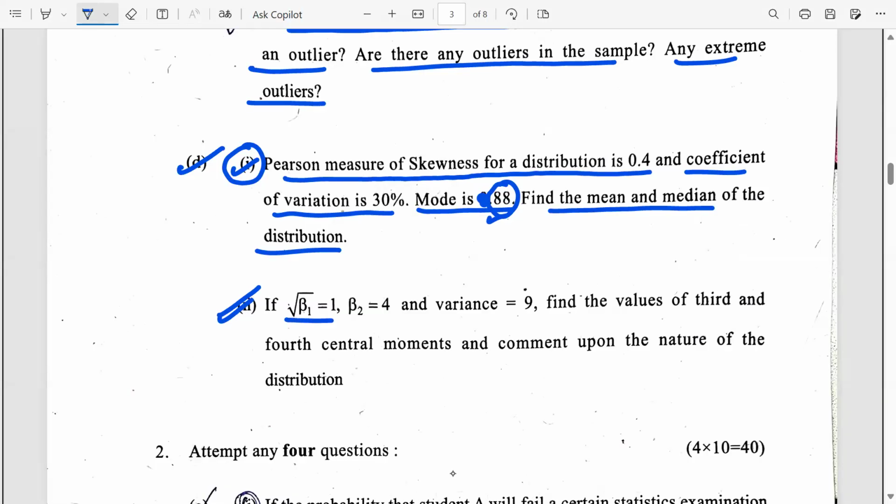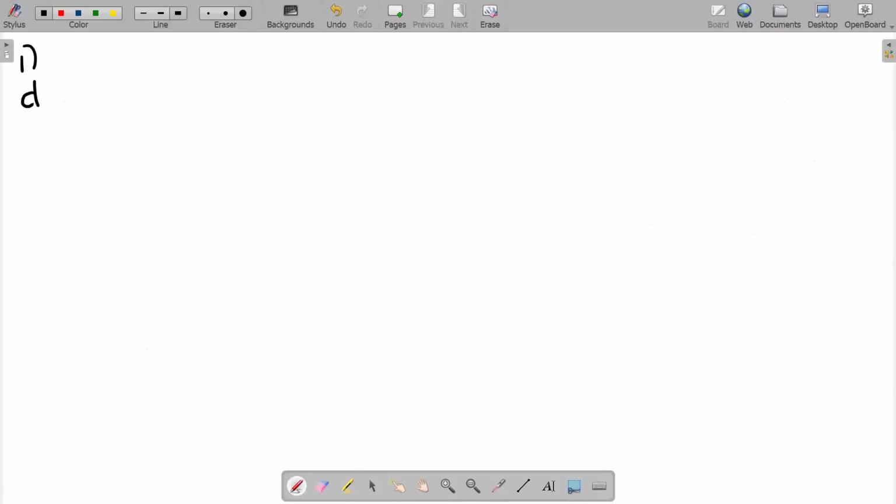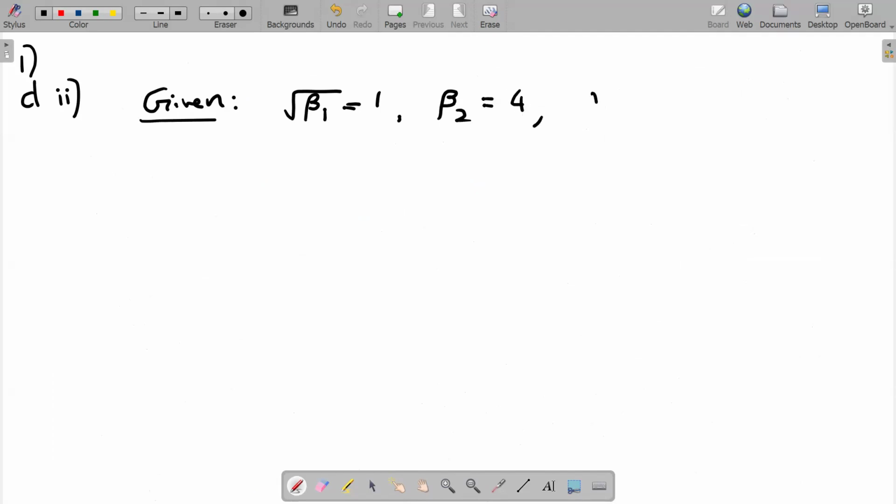If square root of beta 1 is 1, beta 2 is 4, these are Karl Pearson's measures of skewness cutoffs. The students can recall. Variance is 9. Find the values of the third and the fourth central moment and comment upon the nature of the distribution. So this is again quite easy. Question 1D, part 2. We are given that square root of beta 1 is 1, beta 2 is 4, and variance is 9.